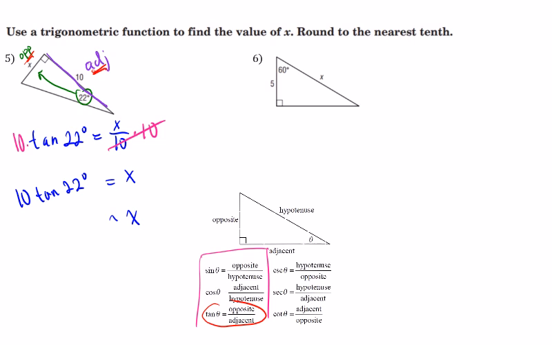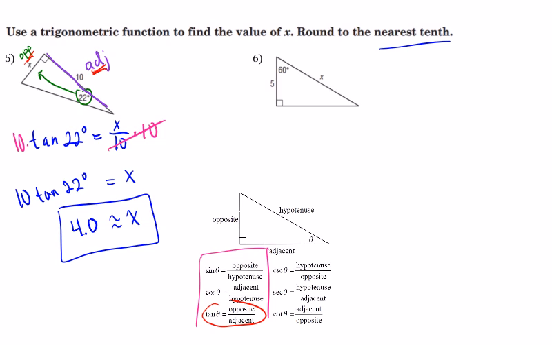So we get x is approximately, and it says round to the nearest tenth, right? So it's 4.04, so it'll be approximately 4.0. And we don't have any units here. We could, right? They could have given us feet or miles or inches or some type of unit, but in this case they didn't, so we'll just leave it without.